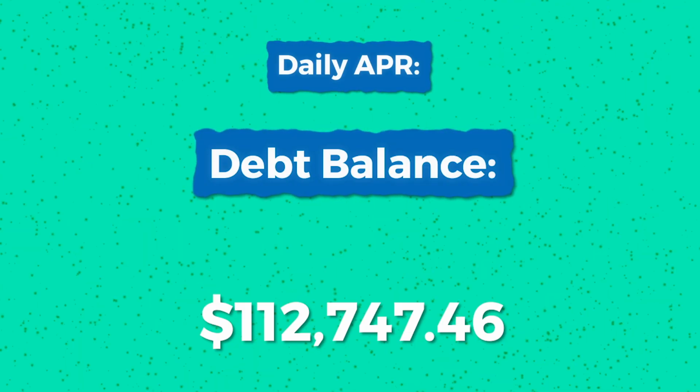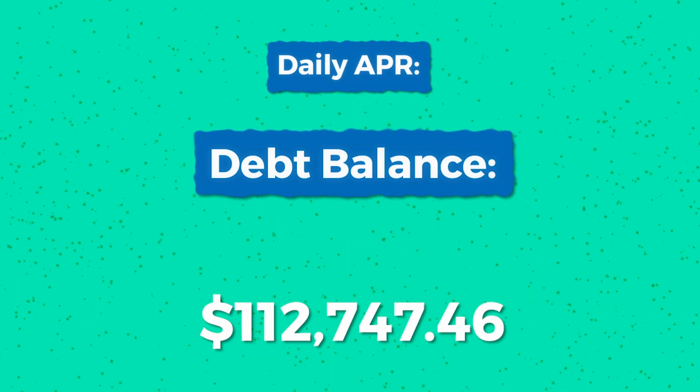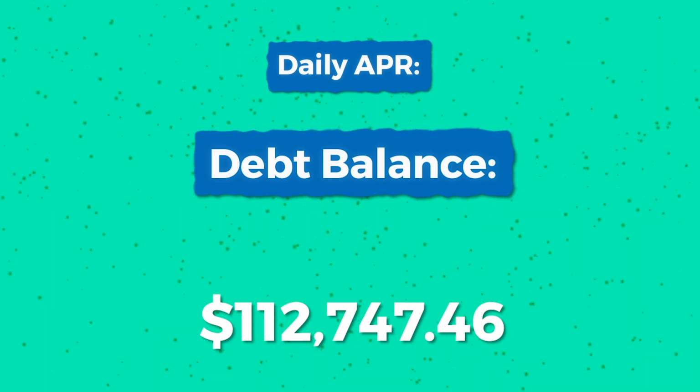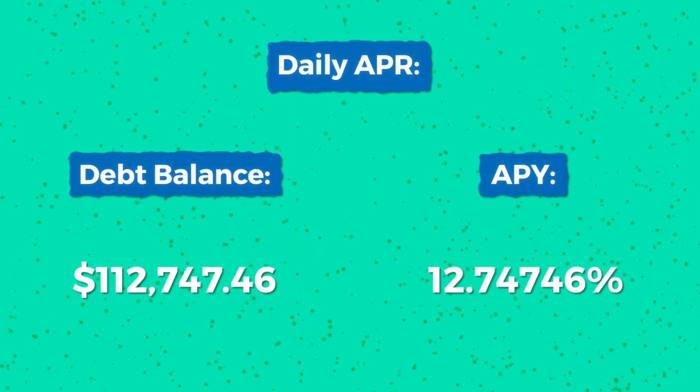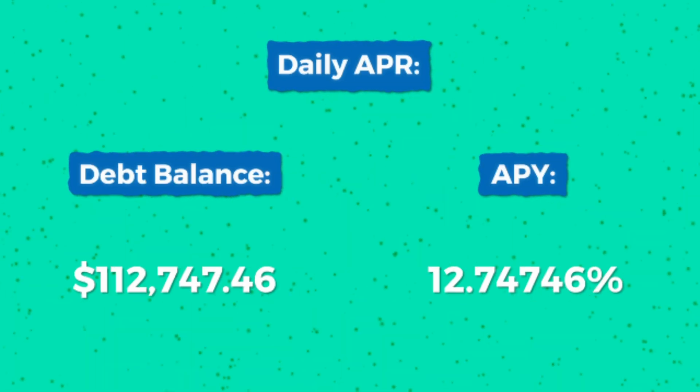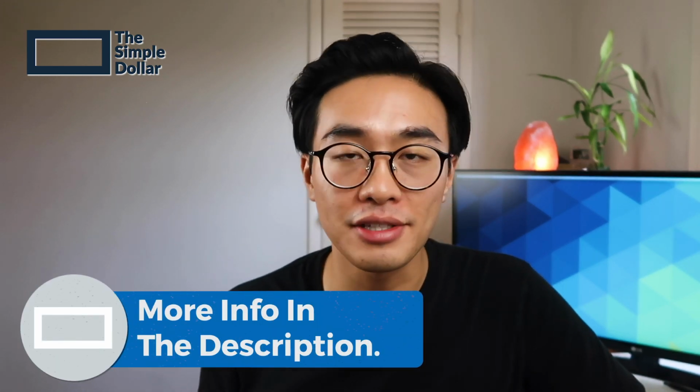And I'll save you the trouble of actually doing it. If interest was accrued daily, you'll end up with a balance of $112,747.46. In other words, this debt would have an APY of 12.74746%. And the main difference here is that it uses a mathematical formula to continuously slice the amount of time until the time slices reach 0.